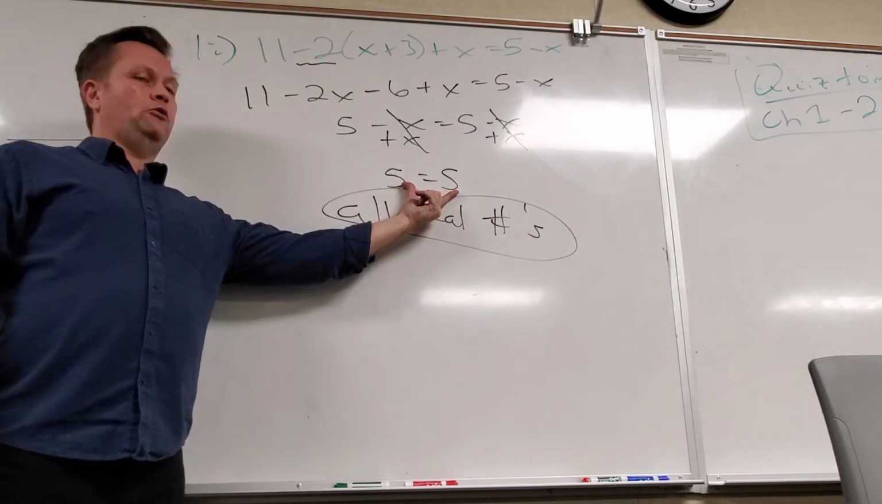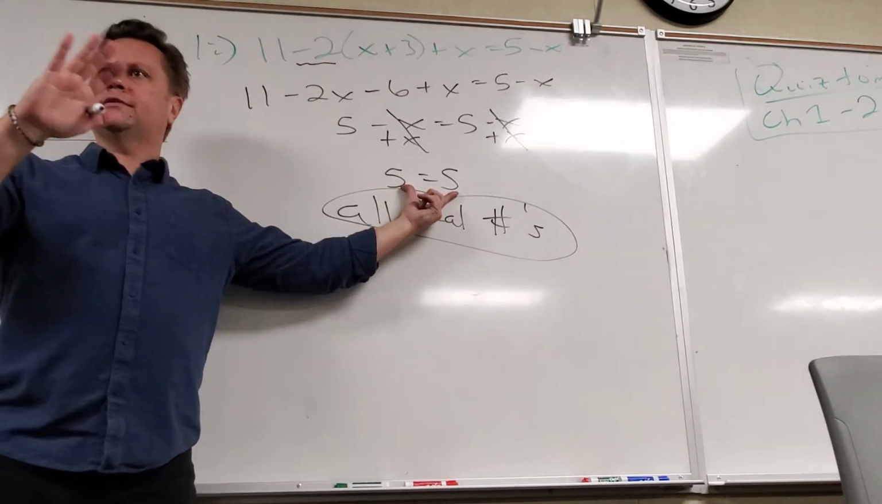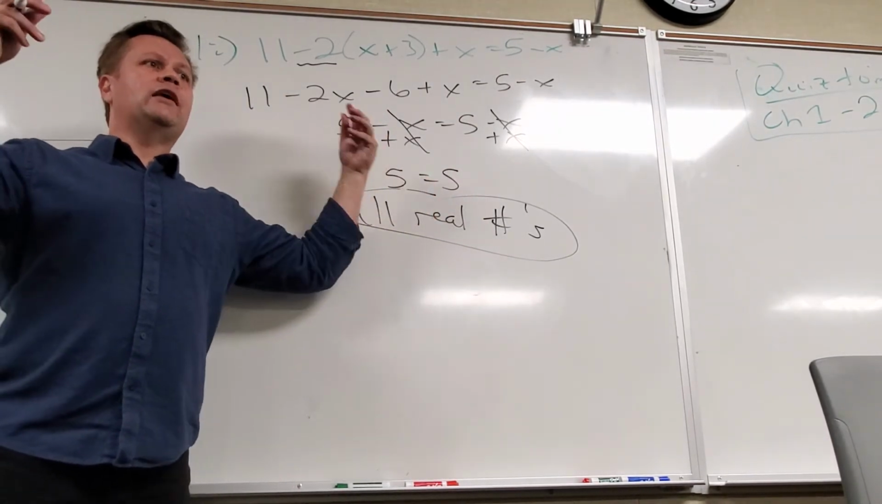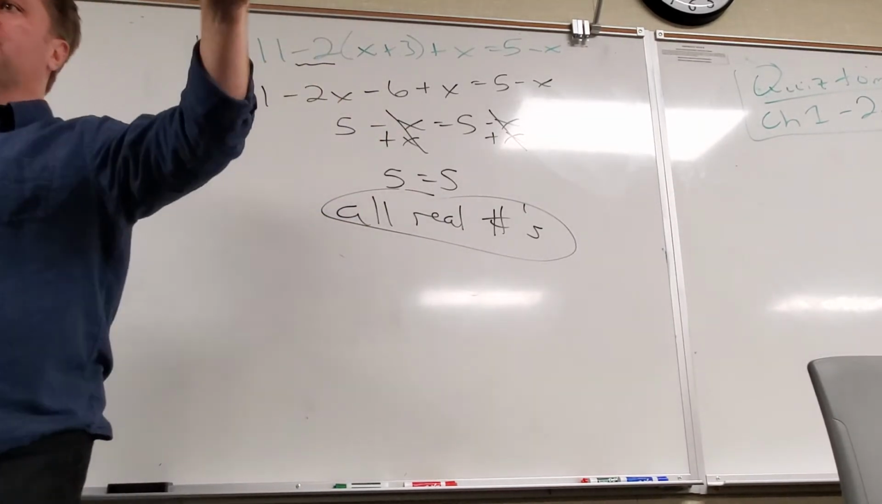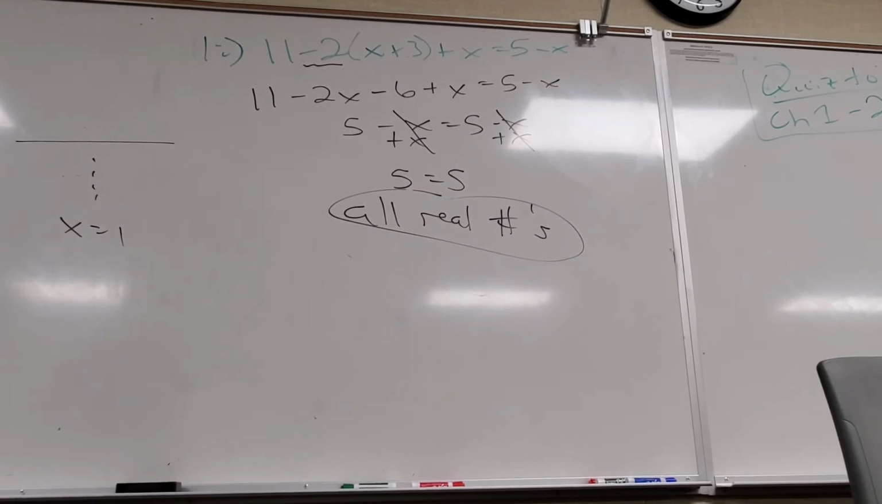If I got 5 equals 6 here, then the x's can't save the equation. It's false, no matter what. So that's a very special condition. If the variables cancel in an equation, it's going to either be all real numbers or no solution.